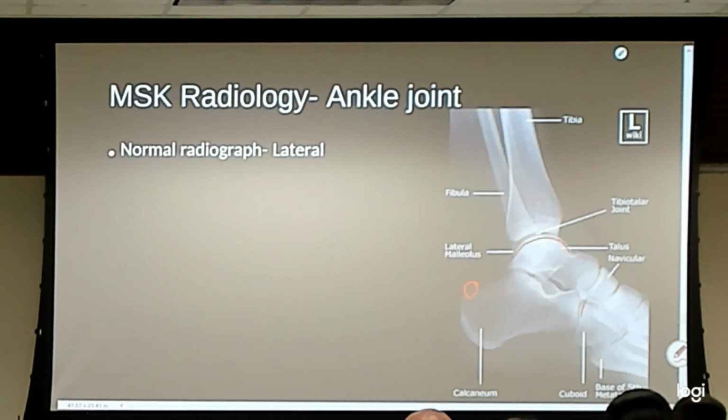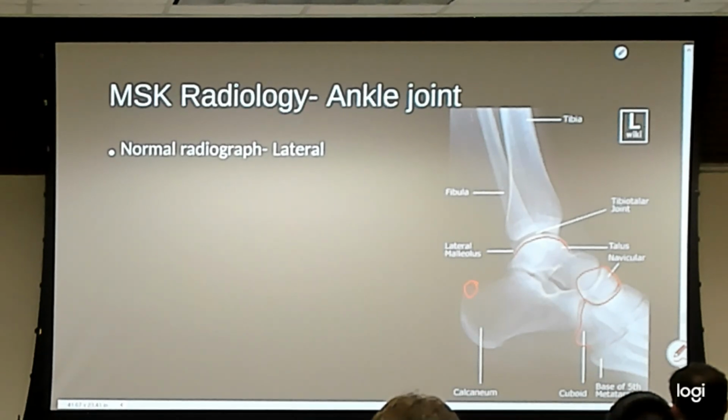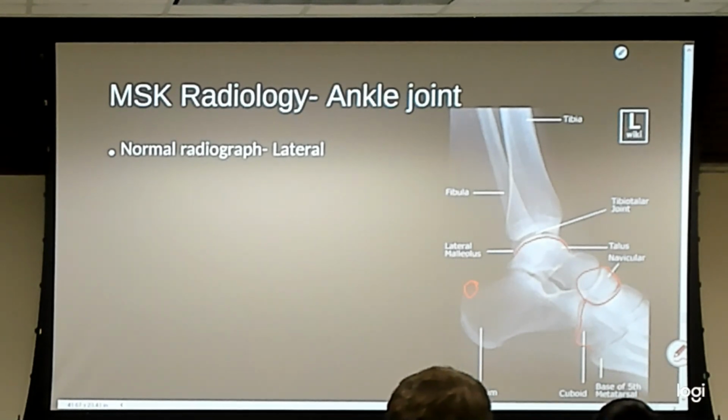Cuboid is captured here inferiorly. And the navicular is superior. We get a little bit better view when we start looking at the foot. That's how those would translate if I needed to get an orthogonal view. Look for that. Go ahead.